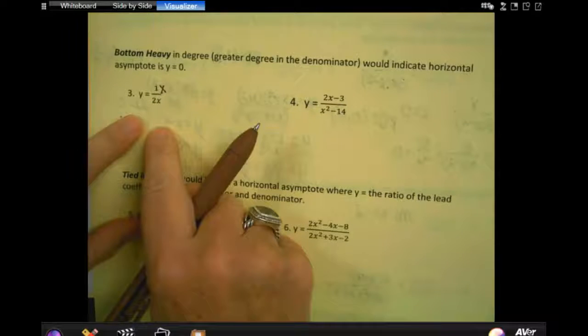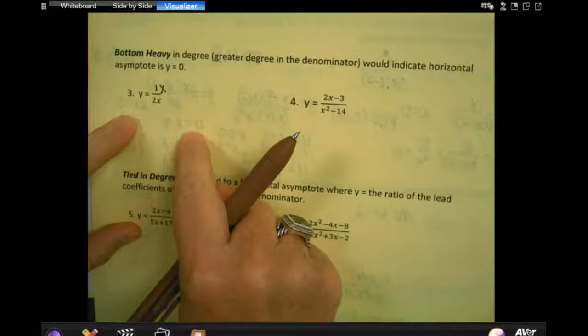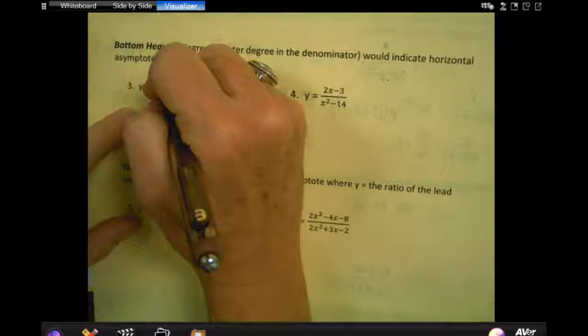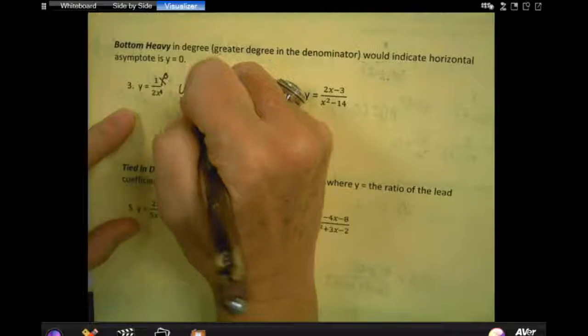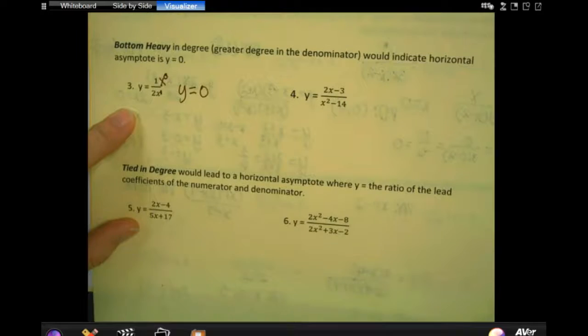I'm on number 3. Sorry. So there's no x's on top, and there's 1 x on bottom, right? So 0 over 1, that's bottom heavy. That's higher exponent on bottom than on top. So when there's higher on bottom than on top, our horizontal asymptote is y equals 0.